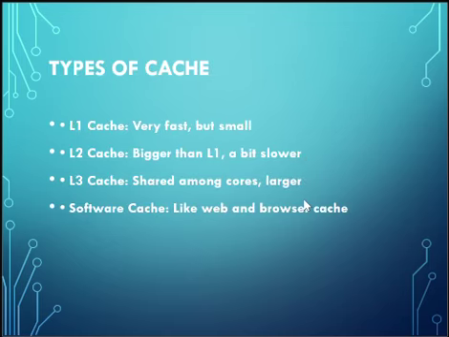Types of cache. There are different types of cache. We have the L1 cache. It's the fastest and is built right into the CPU. L2 is bigger but a bit slower. L3 is shared between CPU cores and helps with teamwork. And then there's software cache, like what browsers use to remember websites.